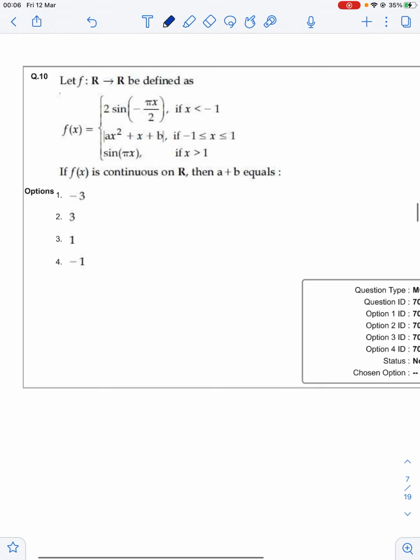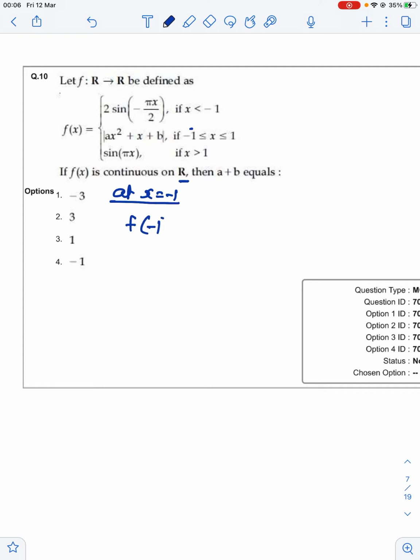Question number 19 is a very straightforward question based on continuity. Function is defined in these 3 segments, and it is given that function is continuous on R. That means function is continuous at all x. Now one thing is quite clear, that we need to check for continuity at these values where the function is changing, that is minus 1 and 1. So at x equal to minus 1 we have to check first.